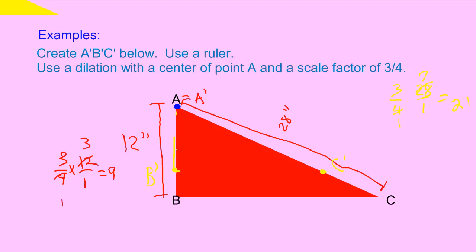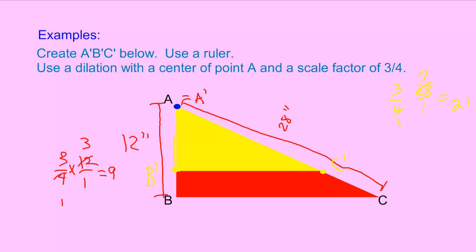Since it's a triangle, there's obviously infinite points on this triangle, but those 3 vertices represent them very well. So what I'm going to do then is draw in the rest, and you get the transformed triangle. A prime, B prime, C prime.